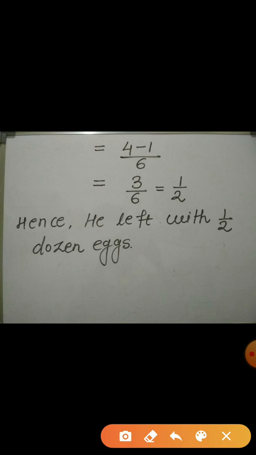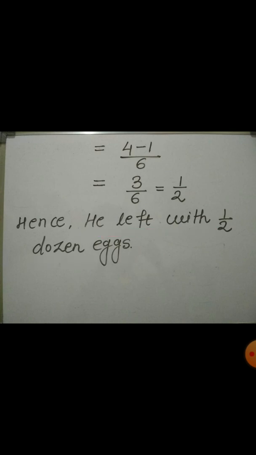Now can we reduce the fraction 3 by 6 into the lowest term? Yes, we can. The numbers 3 and 6 both are divisible by 3. 3 is the common factor of 3 and 6. So if we divide the numerator as well as the denominator by the number 3, what we will get? 1 by 2. So 1 by 2 is the lowest term of the fraction 3 by 6. Hence the final answer is 1 by 2. Hence what fraction of eggs was Andrew left with? He was left with 1 by 2 dozen eggs. Now question number 3 is exactly similar to question number 1. So you do it on your own.